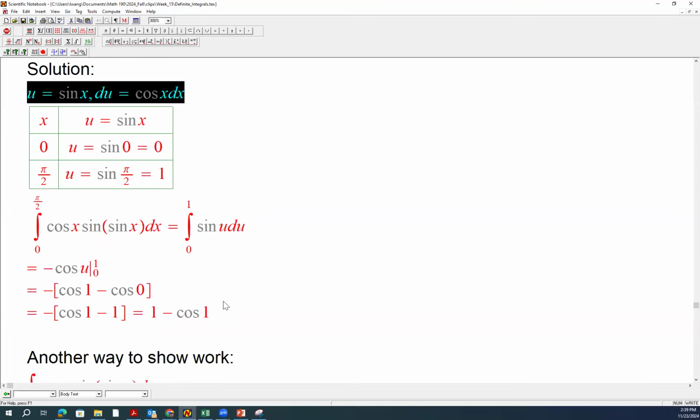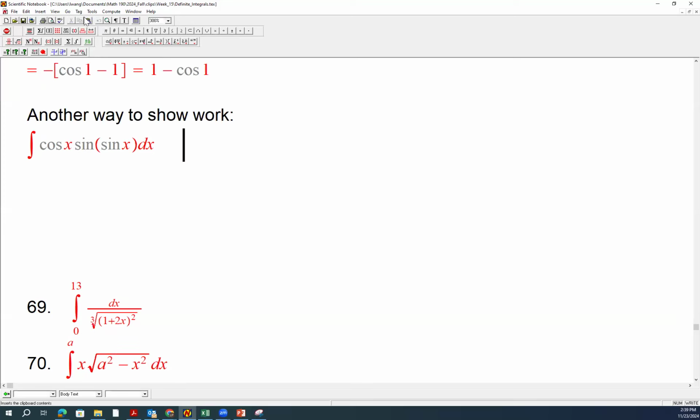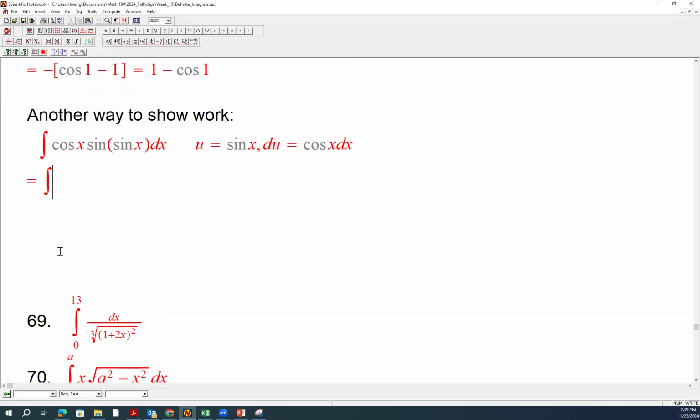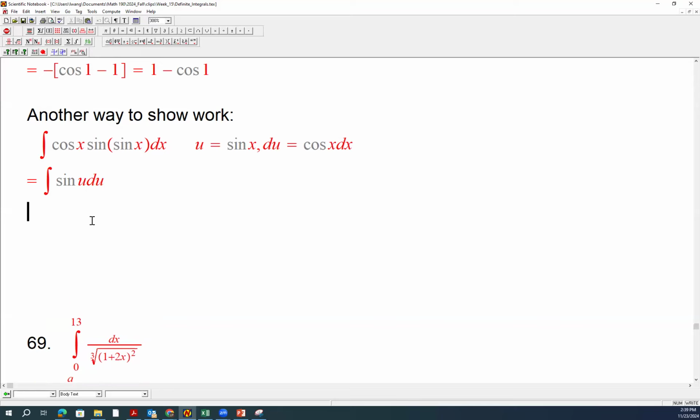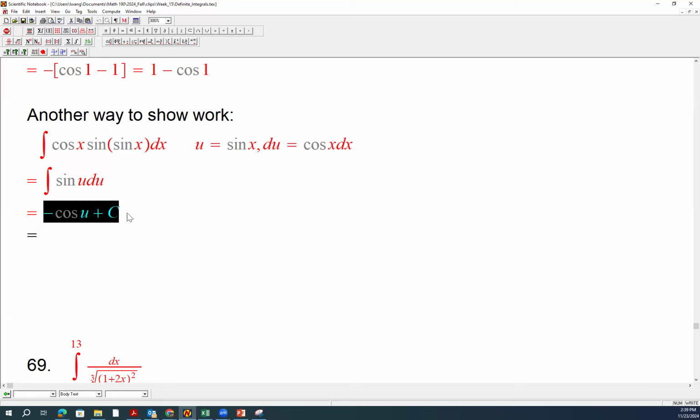To find the antiderivative, the substitution part is the same. So you're going to show that u equals sine x, du equals cosine x dx. Then you show the next part of the work to find the antiderivative. So we have the indefinite integral of sine u du, and its antiderivative is negative cosine u plus a constant. Then you bring back your u. u is sine x.